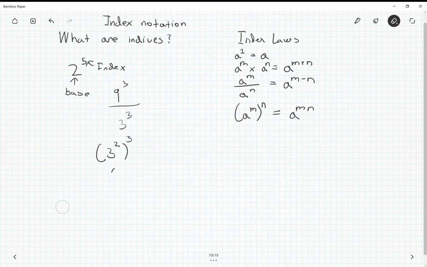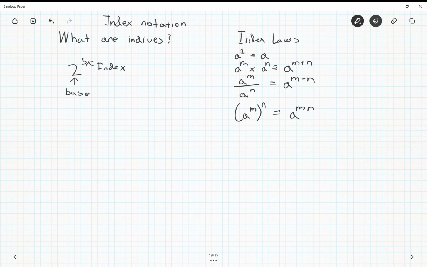So those are some of the fairly basic index laws. And I hope you noticed how I got 9 to the power 3 to 3 to the power 6. That can happen a lot. And now that we've gone through some of the index laws, let's look at how to get expanded forms into an index form.